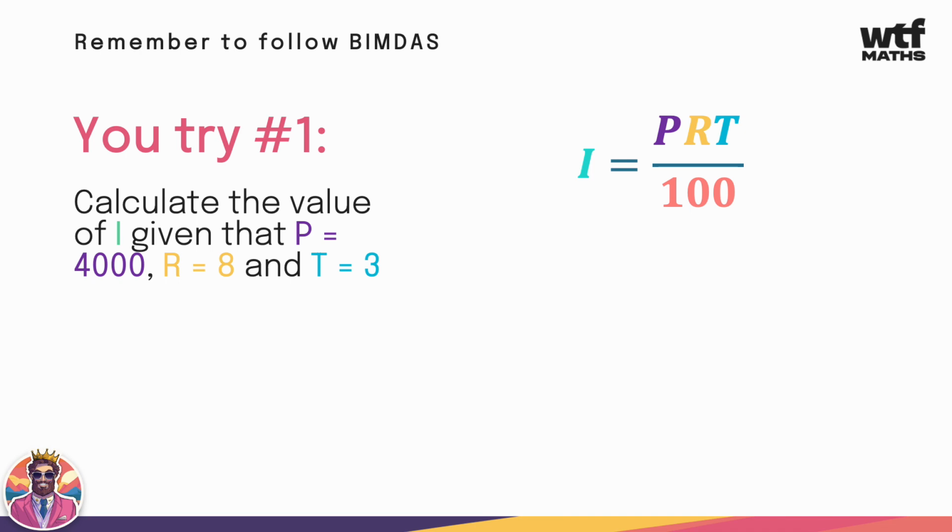Alright guys, here's one for you to try. So you've been asked to calculate the value of I, given that P is 4,000, R is 8, and T is 3. So please just pause the video and just give it a go.